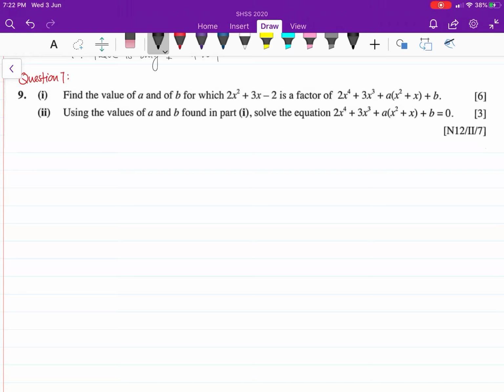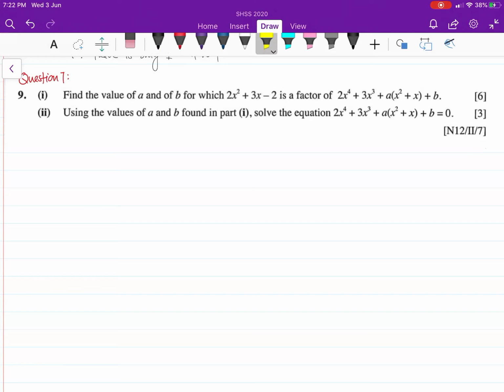Sec 3A Maths. Now we are going to do question number 7 of your May holiday assignment. Now let's read the question. Find the values of A and B for which 2x squared plus 3x minus 2 is a factor of 2x to the power 4 plus 3x cubed plus A bracket x squared plus x plus B.